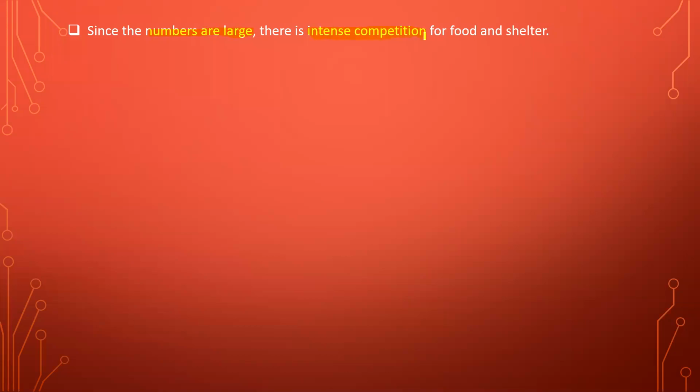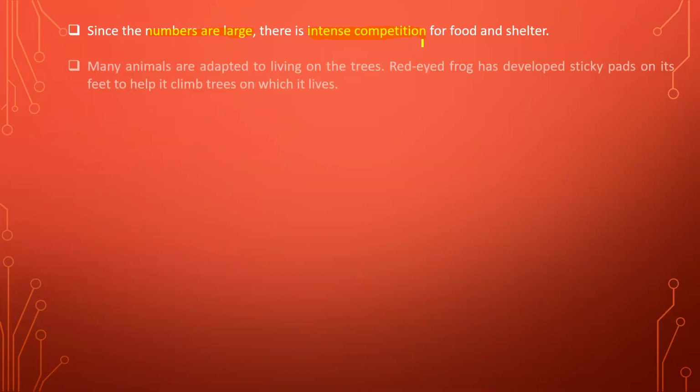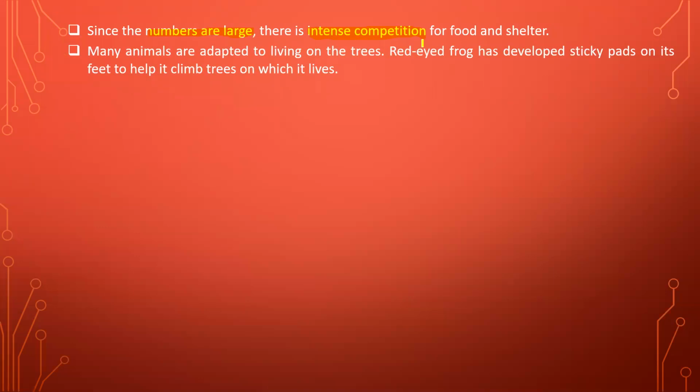That means competition is there. They have to obtain their food from the enemies. That means they have to capture the food, and they have to prevent it from the enemies, because there is intense competition for food and shelter also, because shelter is also necessary. Then many animals are adapted to living on the trees. Actually, in the tropical rainforest, many animals are adapted to living on the trees.